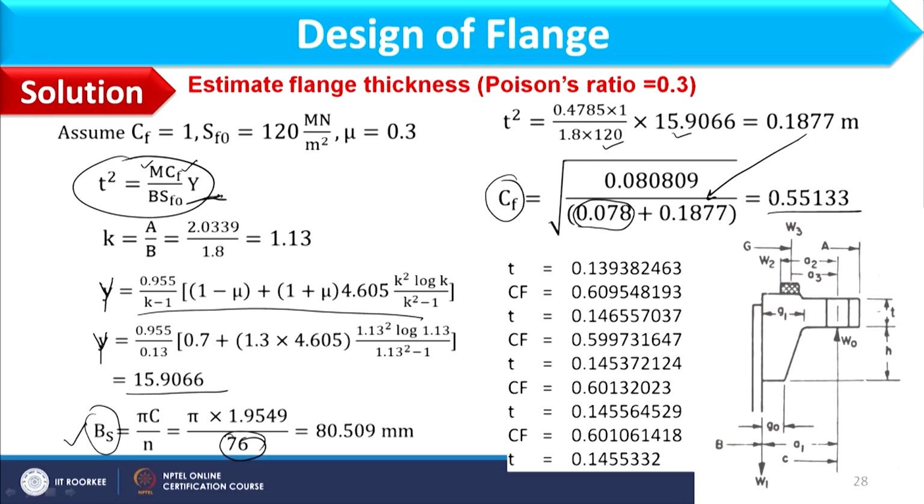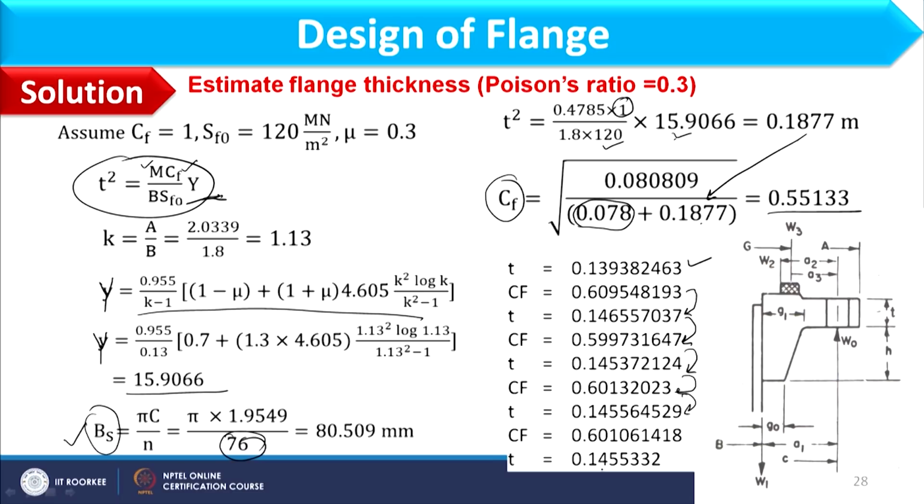Once I have calculated Cf as 0.5513, I will use this Cf in this expression in place of 1. Then T I can find out, and then further considering this T value at this place, I can find the revised value of Cf, which comes out as 0.6095. Considering this Cf, I will calculate T, which is 0.1466, and then Cf, and then T, and so on. Like this, we keep on moving till two consecutive values of T are almost equal.